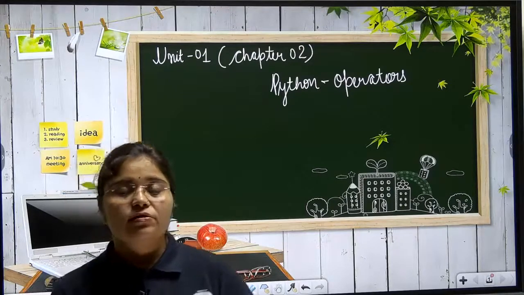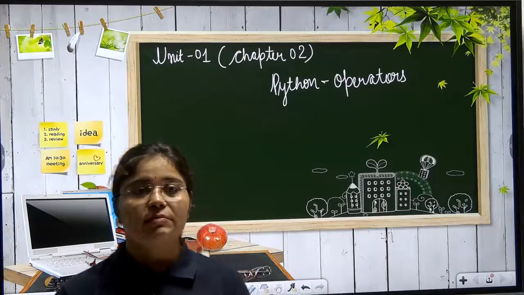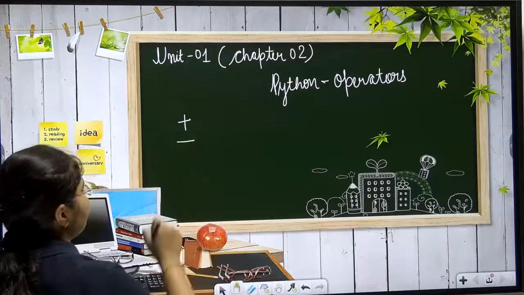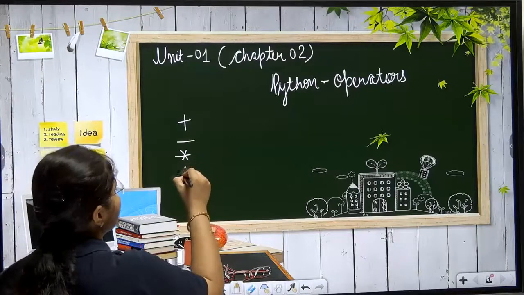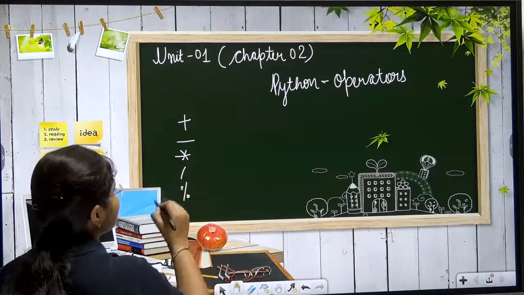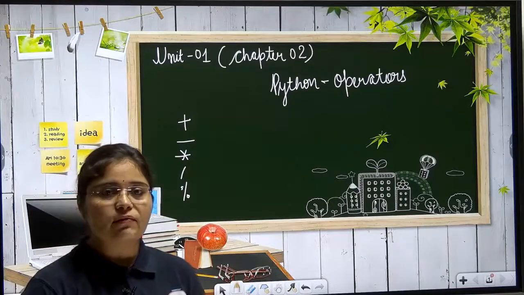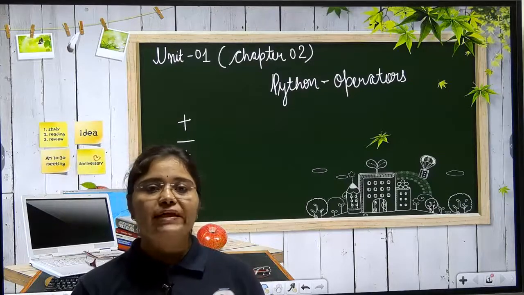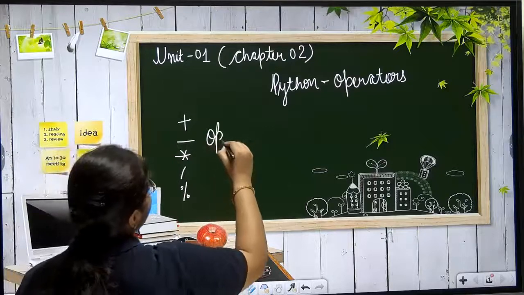Python. Okay. So as you know, in general life, we have some symbols. Like for addition, we require this symbol. For subtraction, we require this symbol. For multiplication, for division, for modulus, all these symbols we use in mathematics for doing some calculation. In a similar way, if we want to do some calculation in a computer, then we require some symbols, and those symbols are known as operators.